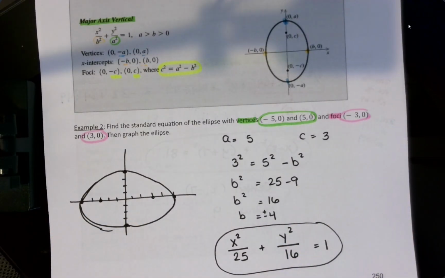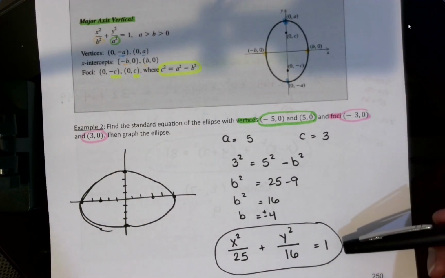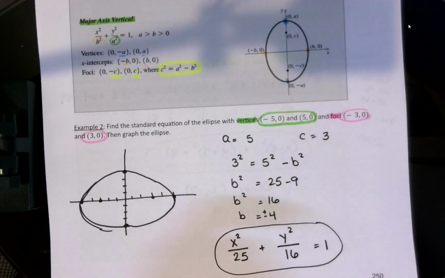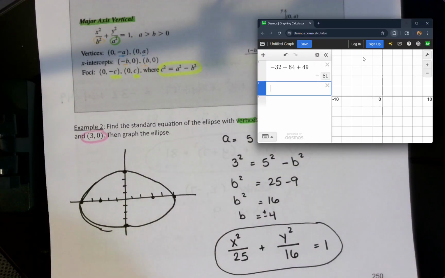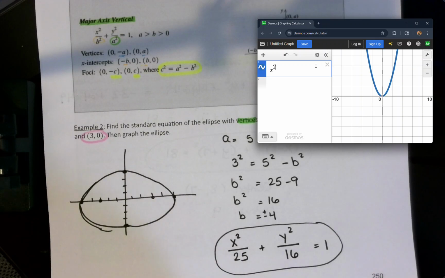And if you take a second to graph this in Desmos, you'll be able to confirm that this graph here does match this equation. I'll go ahead and graph mine here. I have x squared over 25 plus y squared over 16 equals 1.